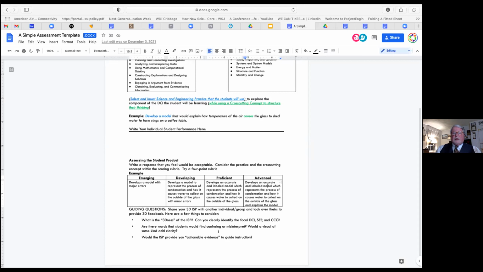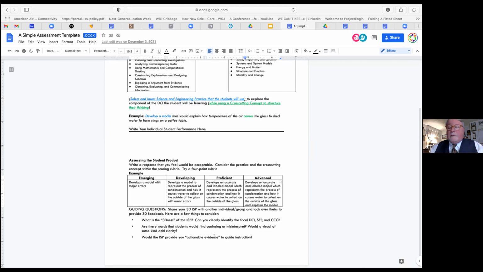Did you include any words that may be challenging for your students? And are you going to benefit from it? Are you, the teacher, going to benefit from this information? Are you going to be able to get a better understanding of how the student's doing?